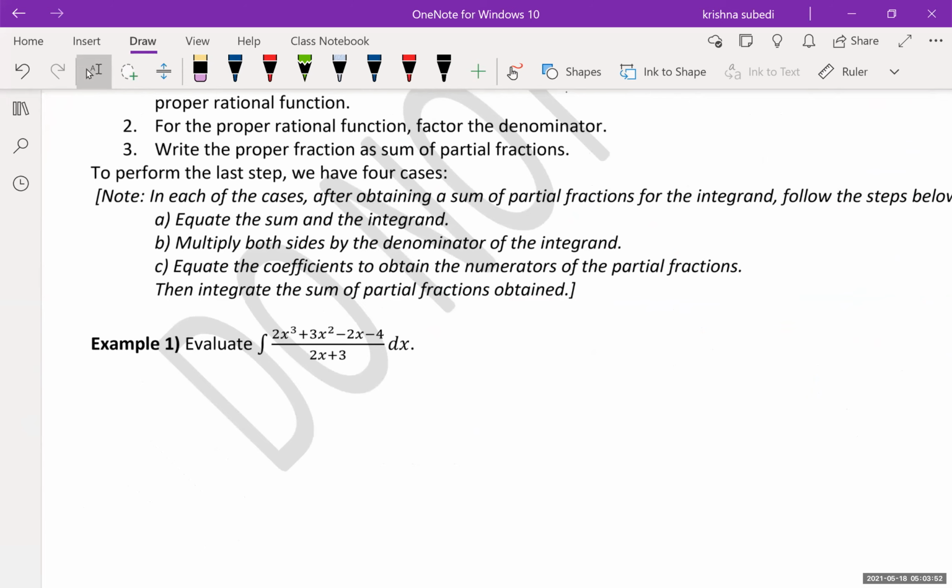First of all, remember, this is a proper rational fraction. Sometimes you'll be given an improper fraction. This is improper, because the degree of the numerator is 3 and the degree of the denominator is 1. When the degree of the numerator is greater, we call it an improper fraction.